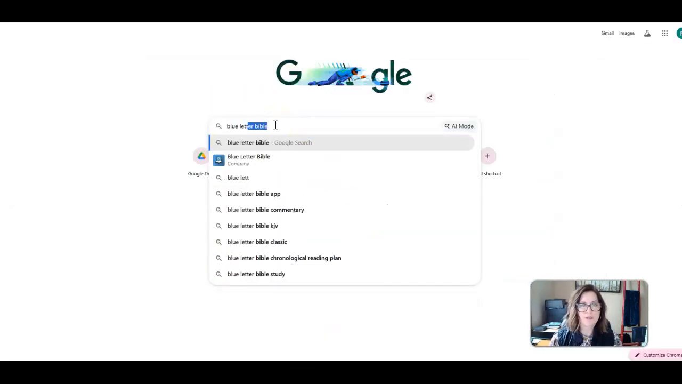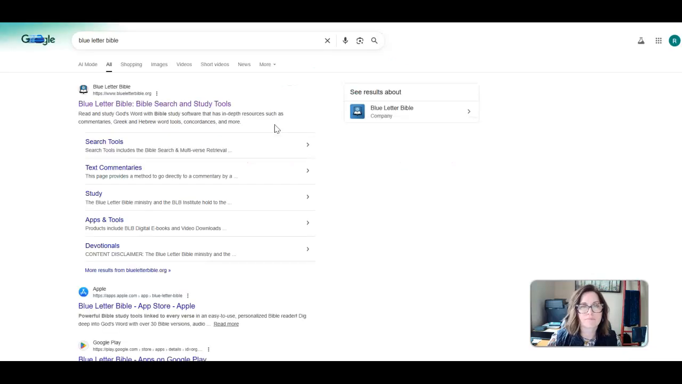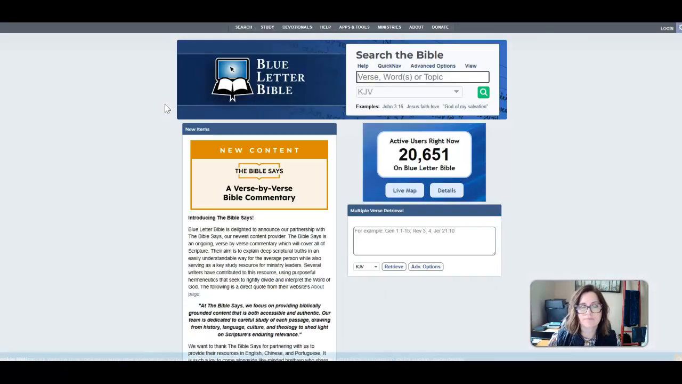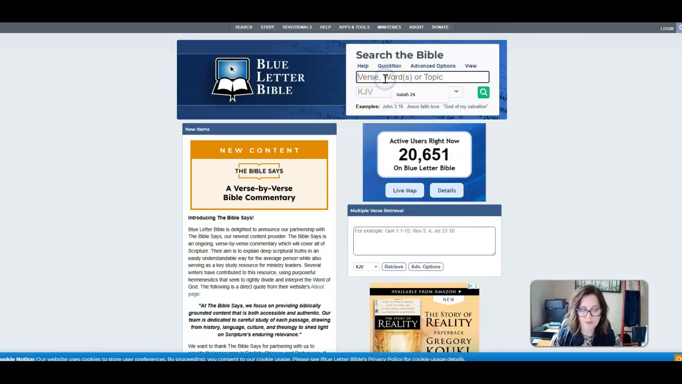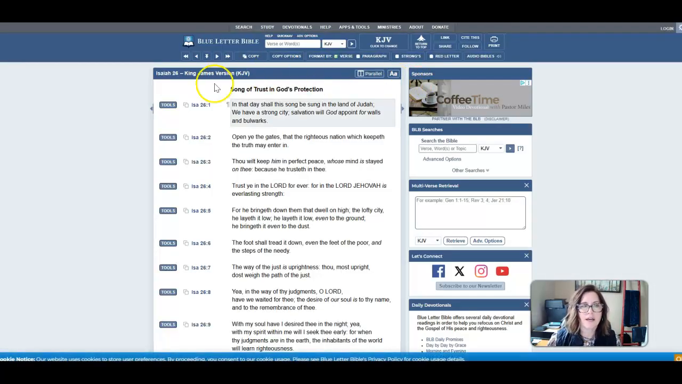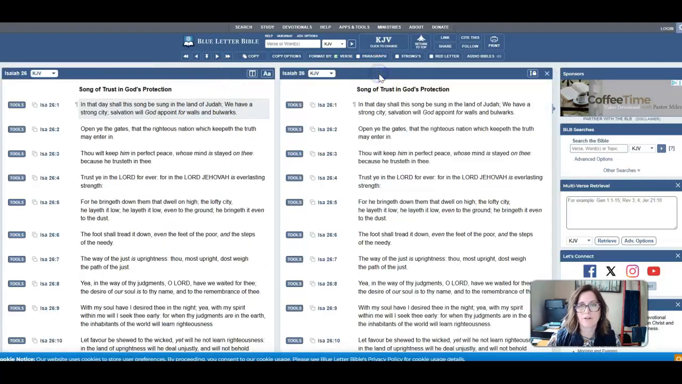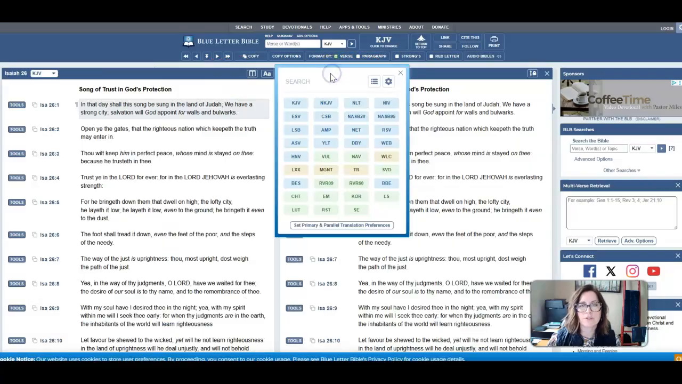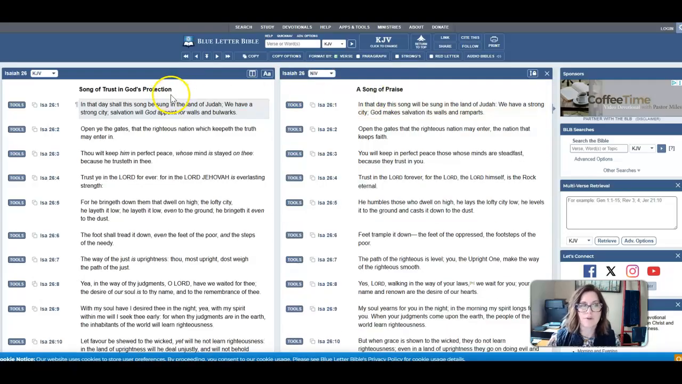Another option could be the Blue Letter Bible. And on this one, we can do the same. Let's look up Isaiah 26. And then as we have it right here, it's in the King James Version, we can look at parallel and we can choose, let's choose the New International Version. So we can go through verse by verse and compare them side by side. So those are the two that I usually use, the Blue Letter Bible or the Bible Hub.